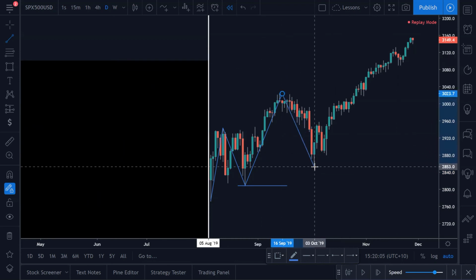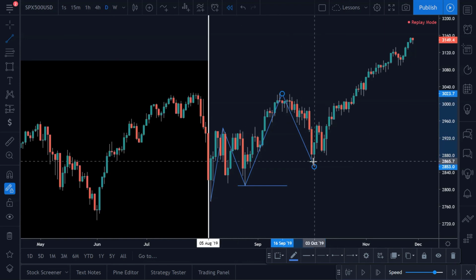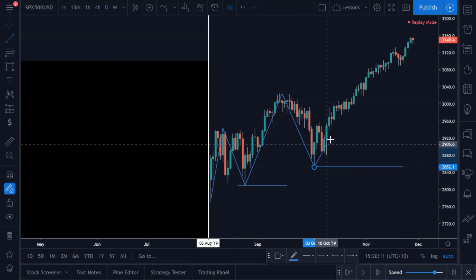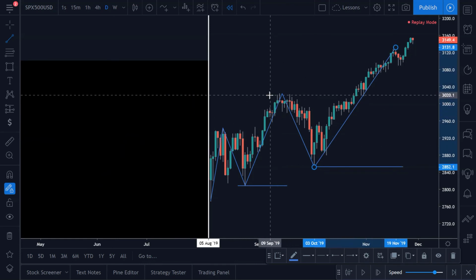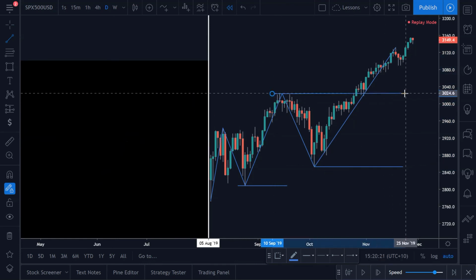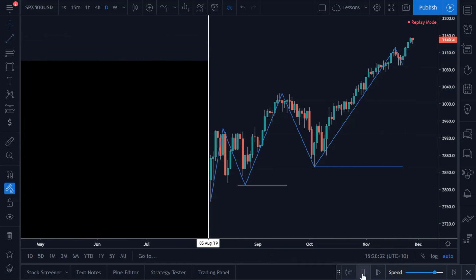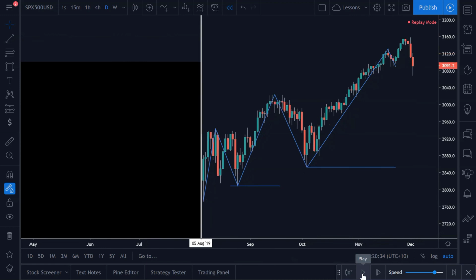So the way I draw this out is we have this 1, 2, 3 move, pullback. We've made this low. We did not break and close below it. And then we had an impulsive move higher that broke and closed above this high. Then we had a pullback. And then we made a new high. So let's continue the market forward and see what happens here.